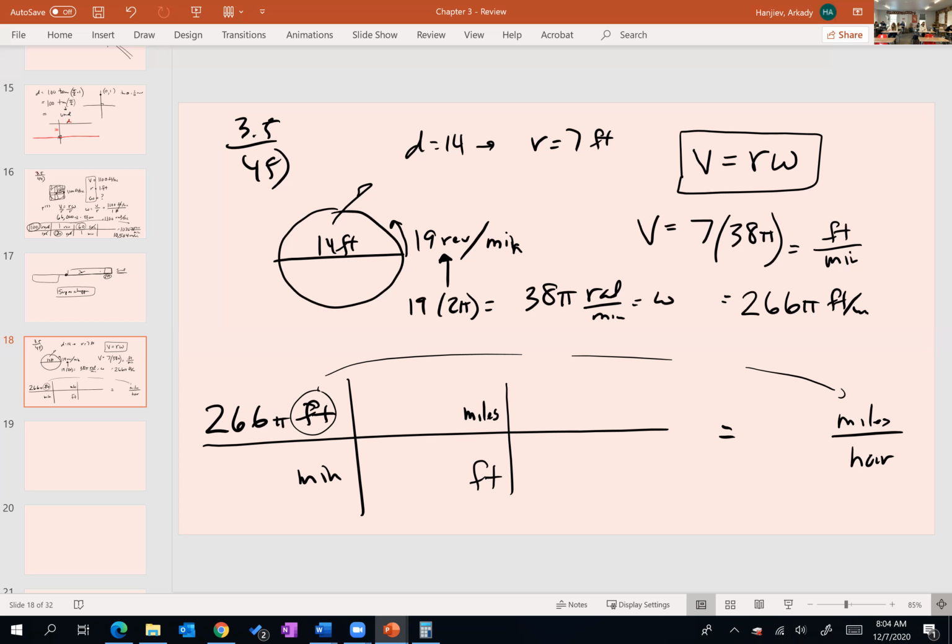That's not right. Is it 5,280? I go with that. Perfect. Good job. Okay, feet are gone. Now we go minutes to hours. So minutes have to go on top over here, hour on the bottom, so that the minutes will cancel each other out. And that's perfect. That's what I want. Notice now I'm in terms of miles per hour.